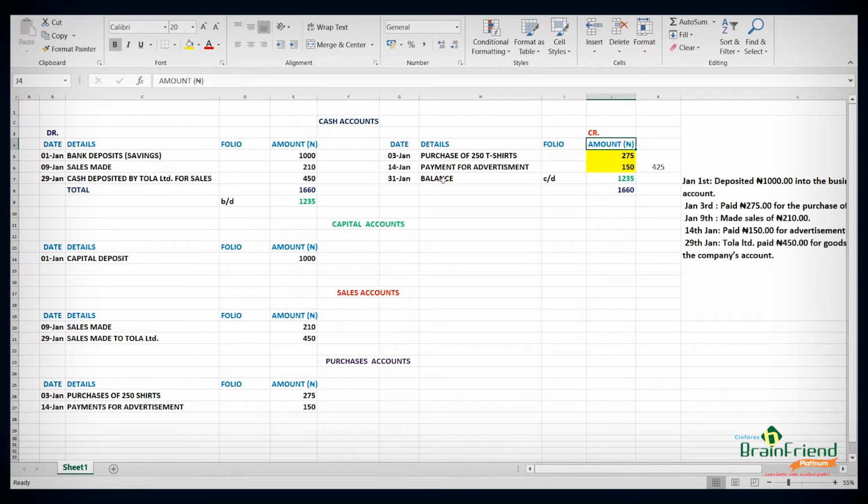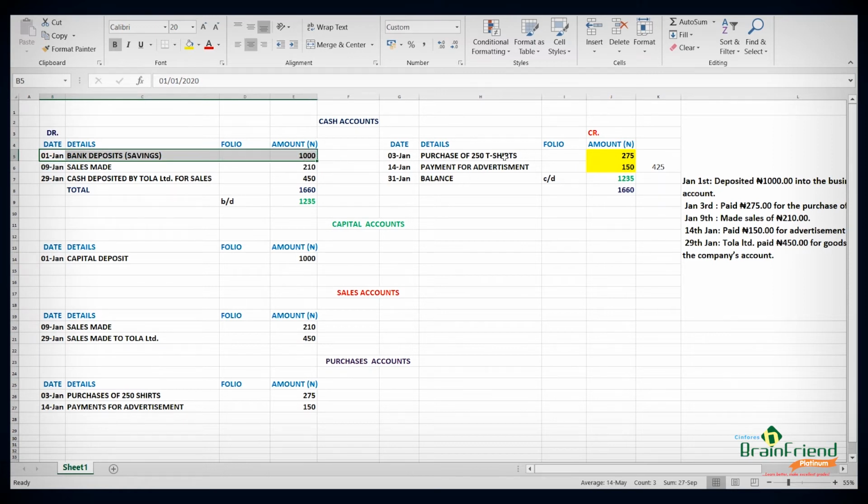So let's try inputting the values as given. On the 1st of January, the owner of this business deposited 1,000 naira into the business account. Let's assume that that is the startup capital. So since it is money for the business, the money belongs to the business, we capture that under the debit side of the account. So you have it January 1st, bank deposit savings, 1,000 naira.